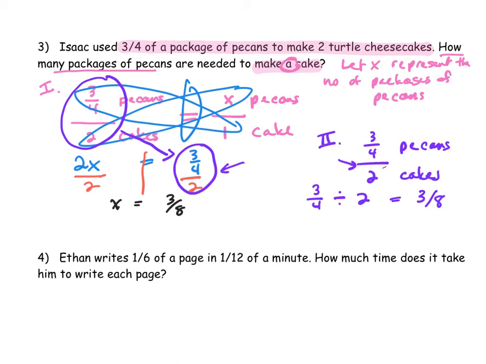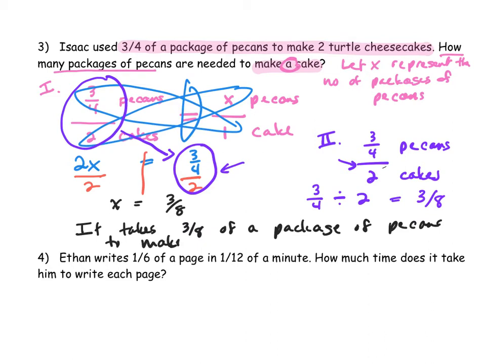Now, the reason I'm asking you to label is because I really want you to know that we just found this 3/8 refers to the package of pecans for 1 cake. So when we write this out using either method, we want to acknowledge it takes 3/8 of a package of pecans to make 1 cheesecake.